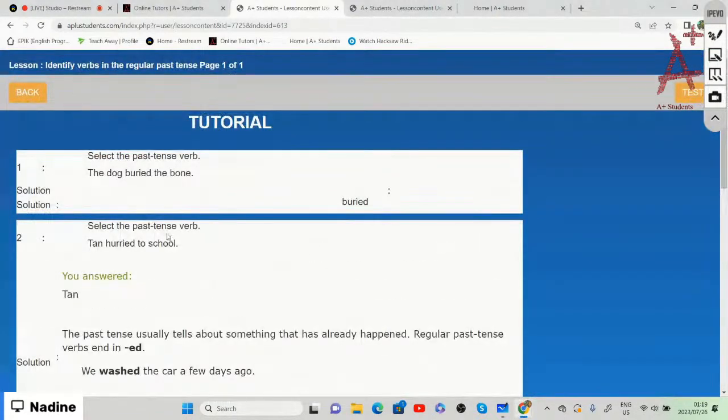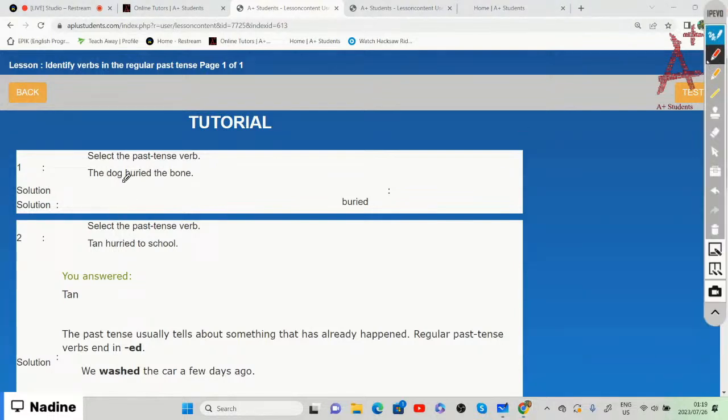All right, so once again, let me just go over the two questions over here. The dog buried the bone. If we select the regular past tense verb within the sentence, then we can say that buried is our past tense verb.